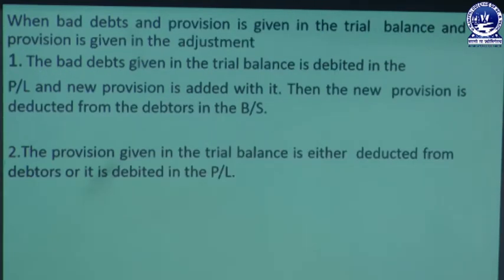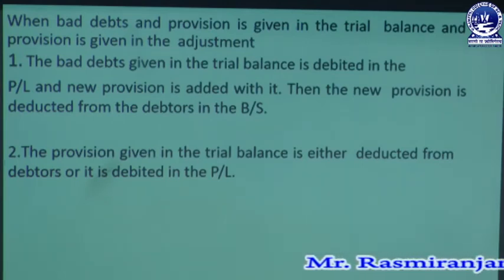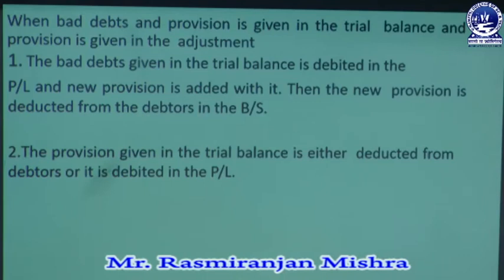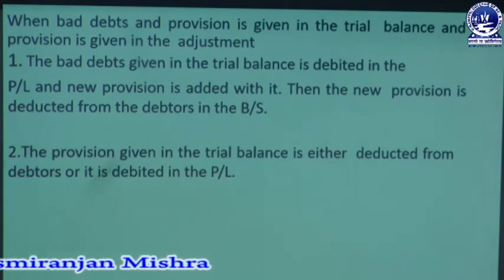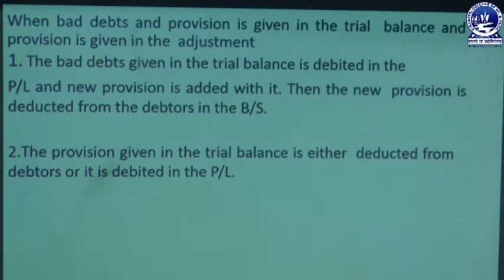Then the second ground: when bad debt and provision for bad debt are given in the trial balance and a new provision is given in the adjustment. In that case, what will the treatment be? The first treatment: the bad debt given in the trial balance is debited in the profit and loss account, and the new provision is added to it, and hence the new provision is deducted from the debtors on the asset side of the balance sheet. The amount of the new provision created for bad debt is deducted from the debtors on the asset side of the balance sheet.